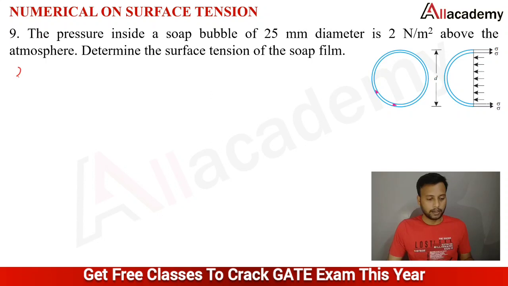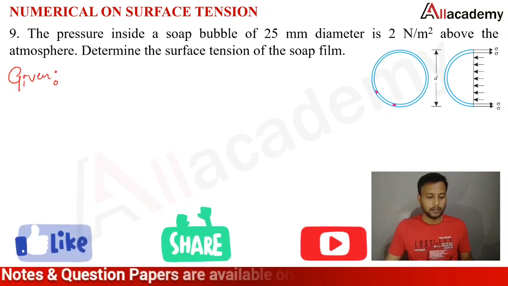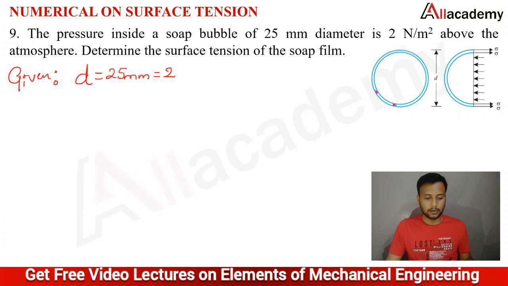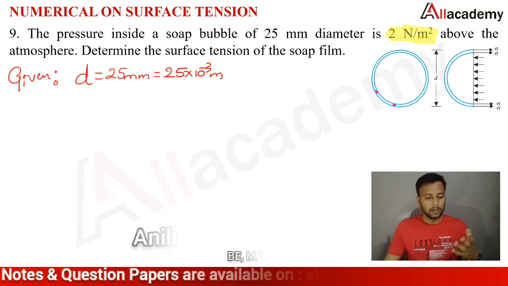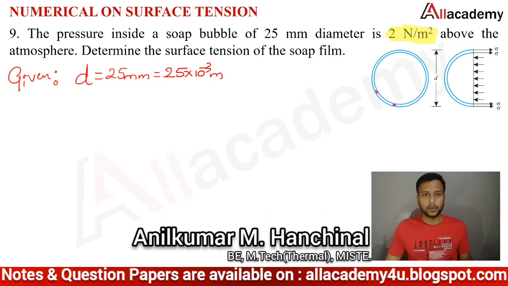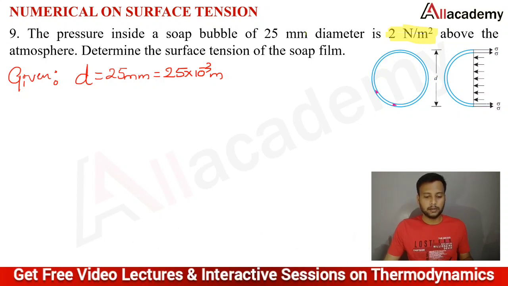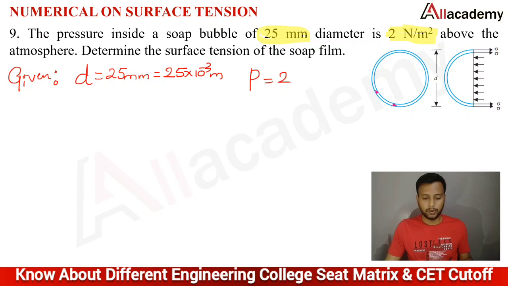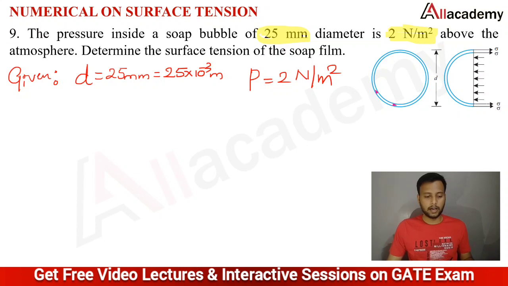Now let us write down the given data for this one. The diameter is given, that is 25 mm. Let us convert that into meters, that is 25 into 10 raised to minus 3 meter, because the pressure inside the soap bubble is given in terms of meters. Either one I have to convert into mm or meter, so better we convert this in terms of meter. Then pressure P is given, 2 Newton per meter square.